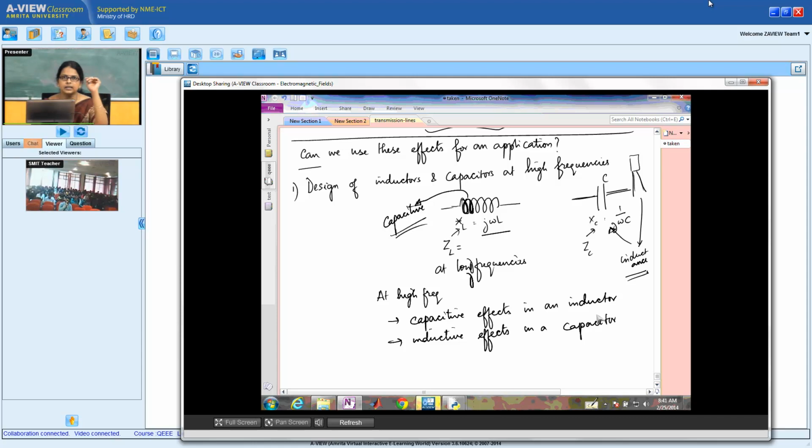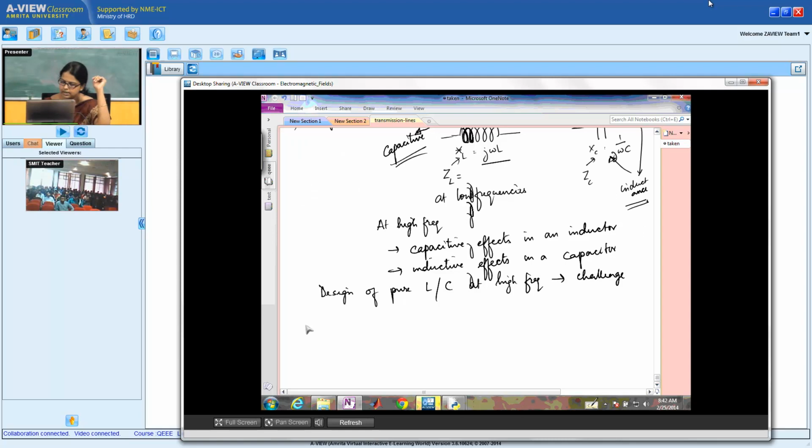Same is the case with the capacitor. So the design of pure L and pure C at high frequency is actually a very big challenge. It's not at all easy to get a pure capacitor or a pure inductor at frequencies like gigahertz. So if your electronic circuit is operating at high frequencies, you can't use an inductor and ignore the effect of capacitance. So here is where your transmission line is going to help.